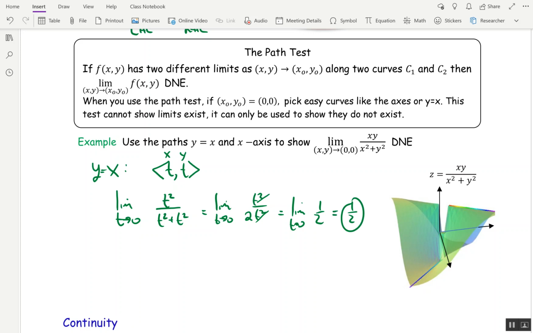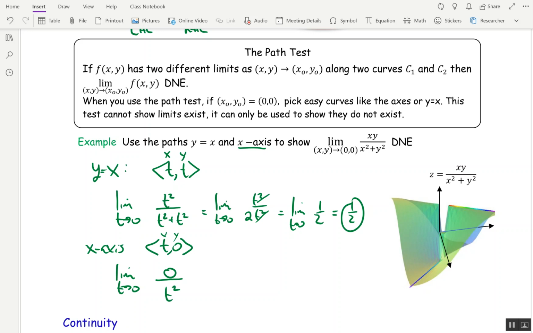Okay, and if we want to show this limit doesn't exist, hopefully the limit along this other path will not be 1/2. So for the x-axis, I'm going to parameterize as (t, 0) and replace the limit. T goes to 0. Everywhere I see an x, I put a t, and everywhere I see a y, I put a 0. So on top, I get 0, because 0 times t is 0. And on the bottom, I get what? T squared plus 0.